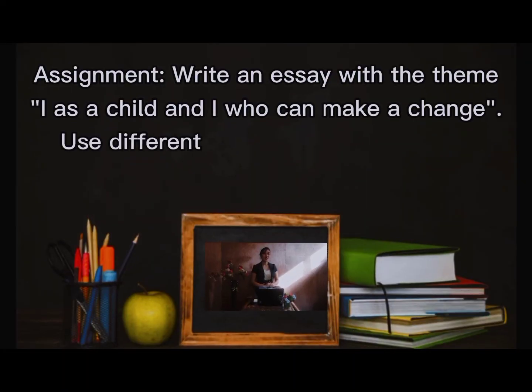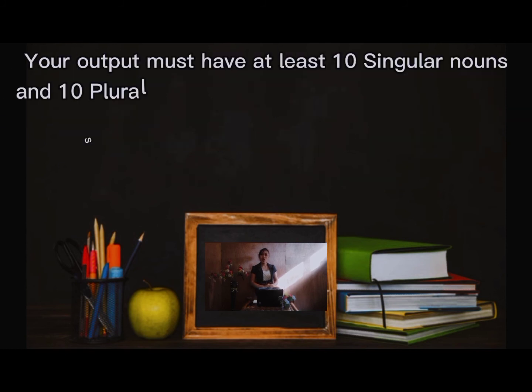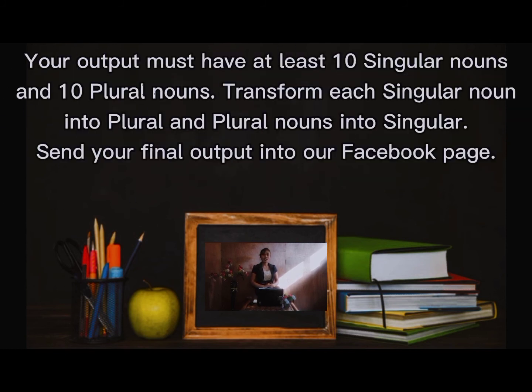Now for your assignment, write an essay with the theme, "I as a Child and I Can Make a Change." Use different kinds of nouns to further elaborate your essay. Your output must have at least 10 singular nouns and 10 plural nouns. Transform each singular noun into plural and plural nouns into singular. Then send your final output to our Facebook page.